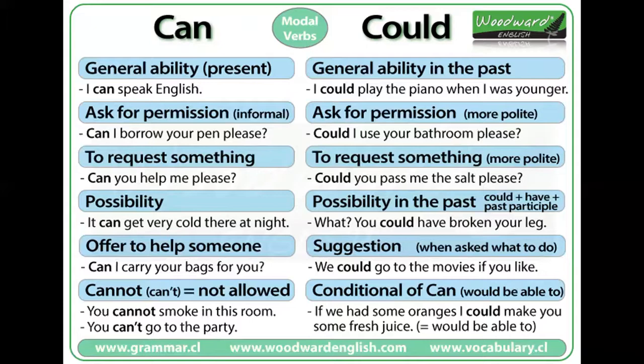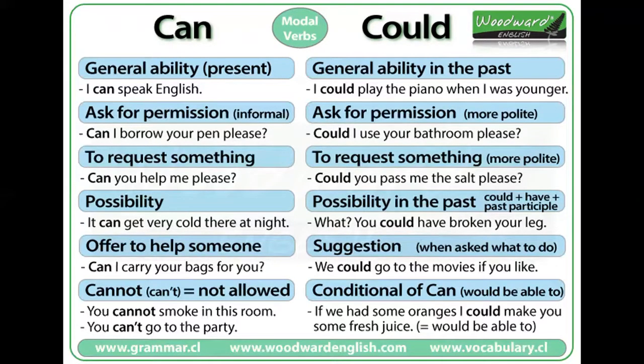I could play the piano when I was younger. I was younger, this part of the sentence denotes that we are talking about the past. And at that time in the past, he was able to play the piano, but now it's not so. Ask for permission, informal. Can I borrow your pen, please? If you are in the company of your friend and you are asking for some permission to share his thing or belongings, then you can simply say, can I borrow your pen, please?